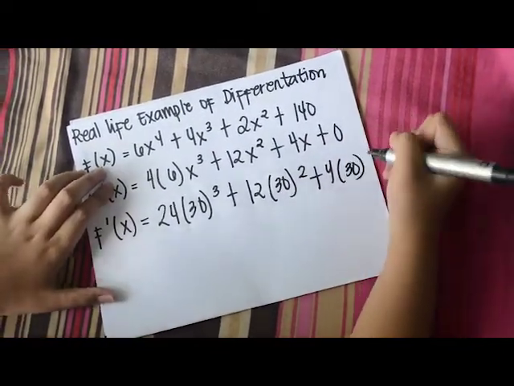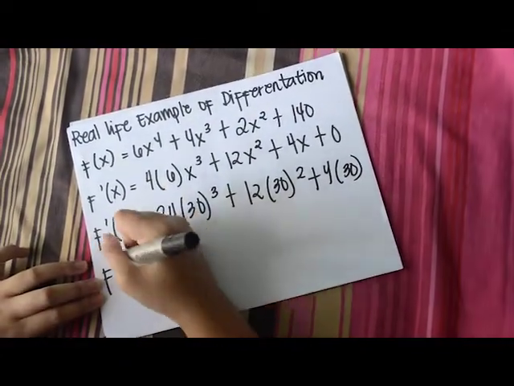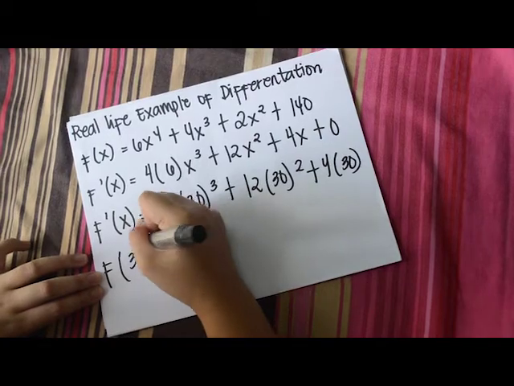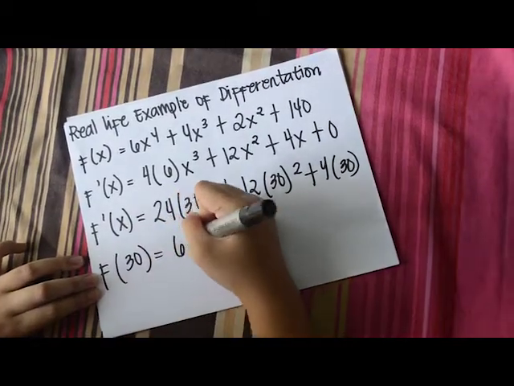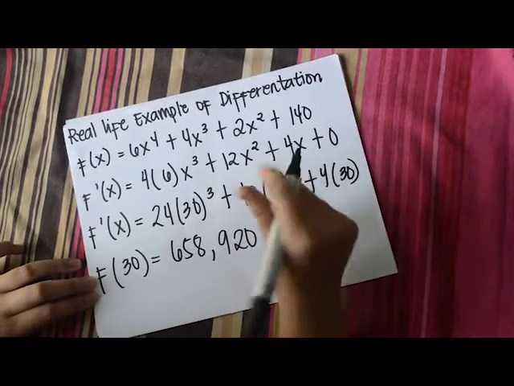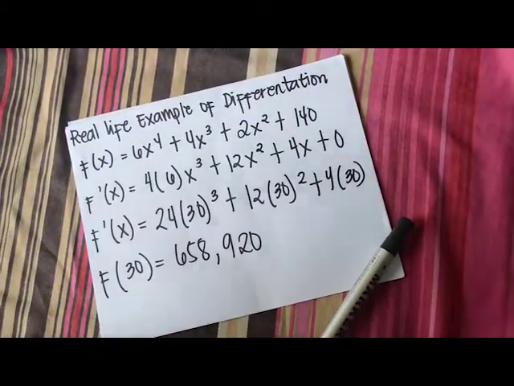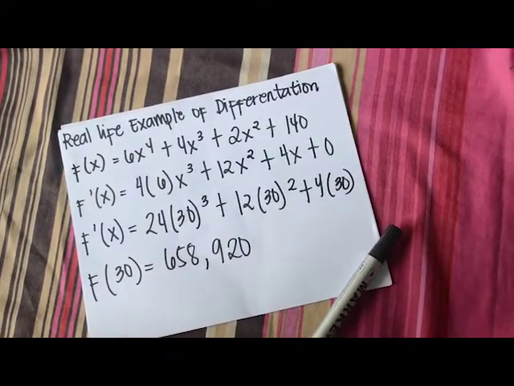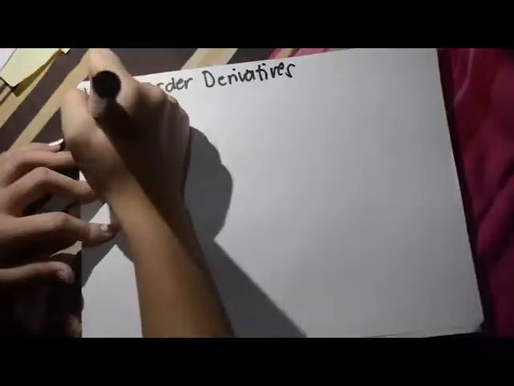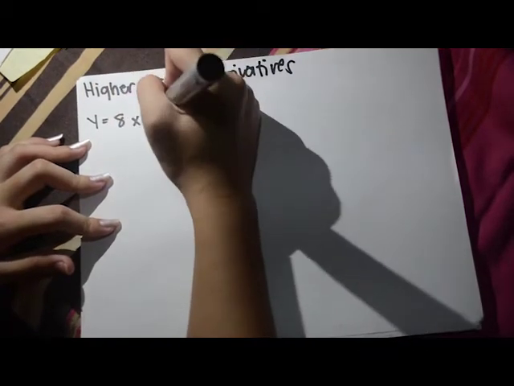It will now become the derivative at 30 is equal to 24 times 30 cubed plus 12 times 30 squared plus 4 times 30. Simplify it and we'll get the answer 658,920. So if Jesene will produce 30 injector pumps, then the rate of change would be 658,920. And the last part for today is the higher order derivatives.